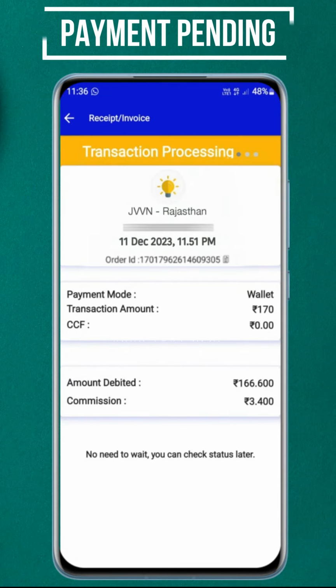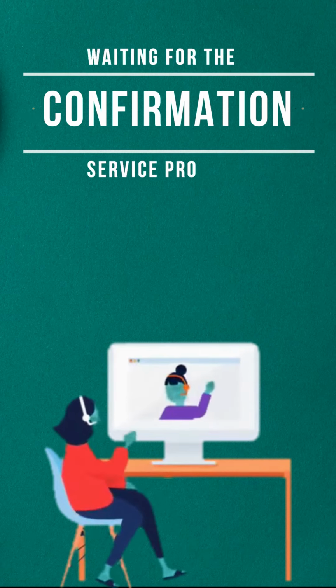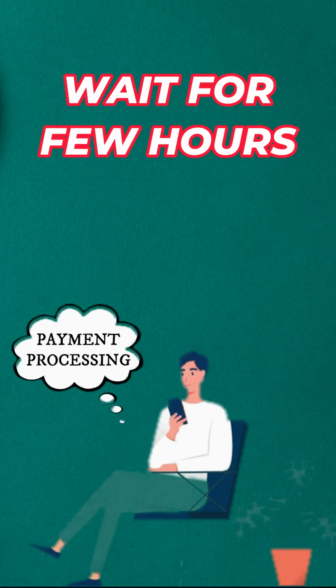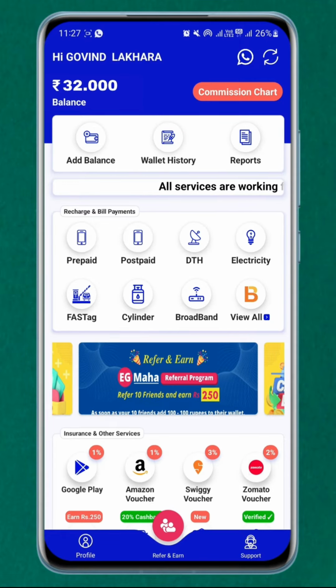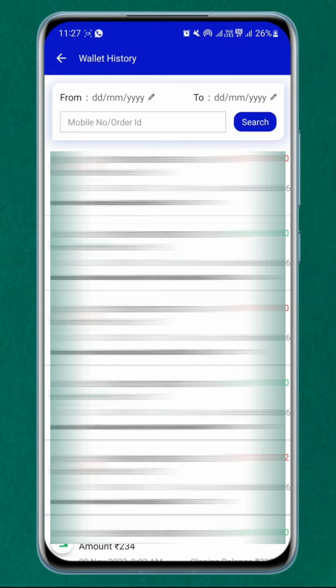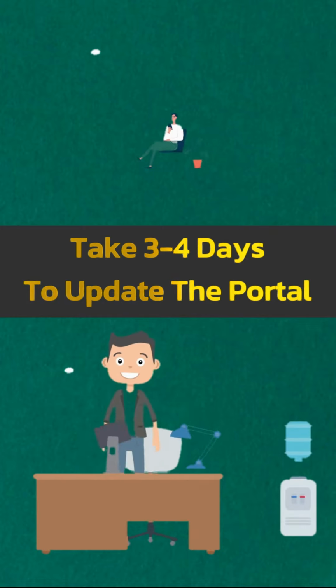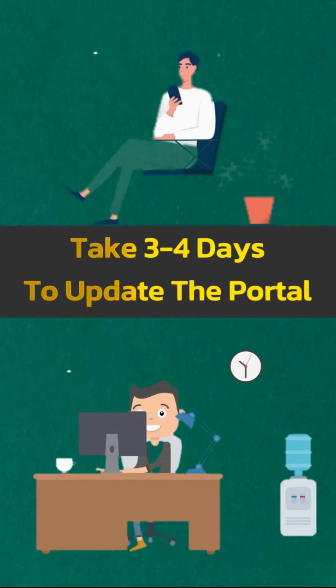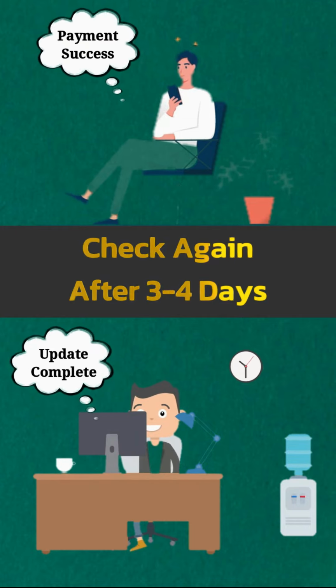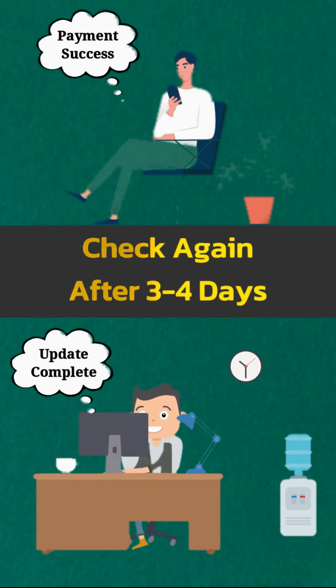If you see your bill payment pending on EG payment, it means that we are waiting for a confirmation from your electricity provider. Please wait for a few hours for your bill payment to be completed. You can check the history section of your app for the final status of your payment. Your electricity provider will take 3 to 4 days to update your bill payment on their portal. You can check the final status on the portal after 3 or 4 days.